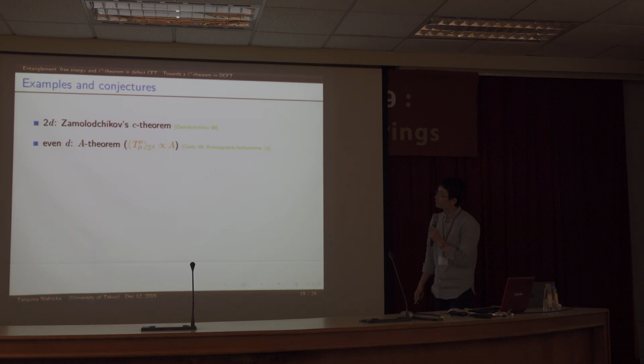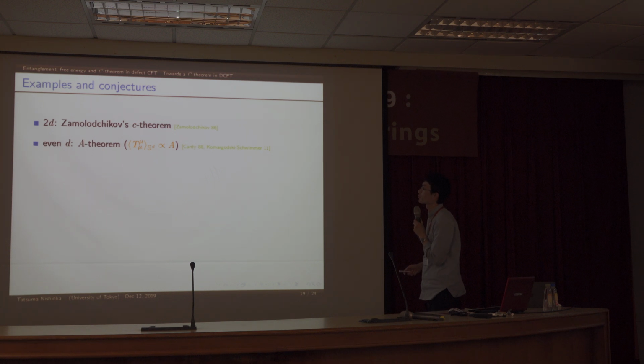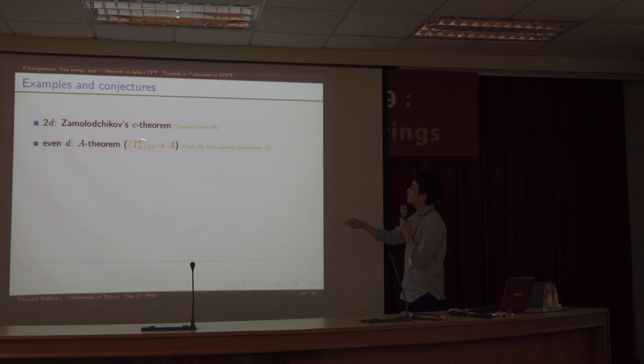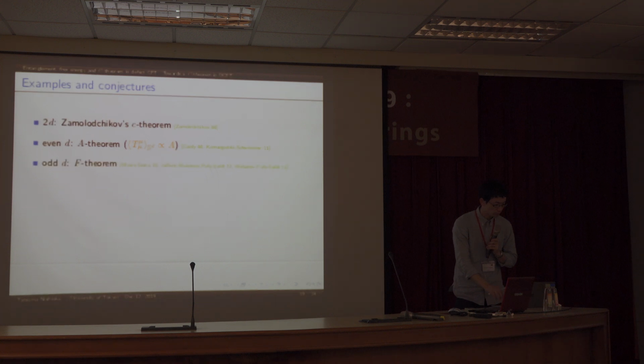And there are many examples of C theorems. The most famous one is the Zamolodchikov C theorem in 2 dimensions. And also in even D dimensions, I'm counting the Euclidean space-time dimensions, they are called the A theorem. The A theorem uses the type A anomaly. This is a conformal anomaly. You can pick up the type A anomaly by computing the one-point function of the trace of the stress tensor on the sphere. And then the A anomaly is supposed to be a C function.